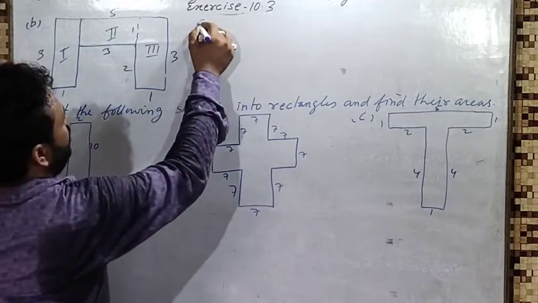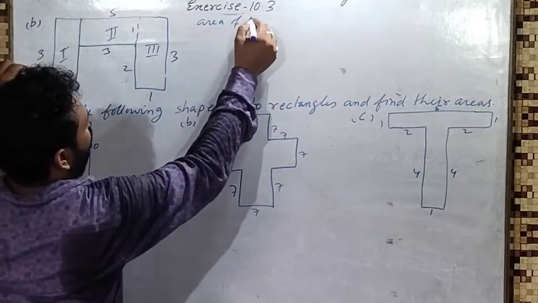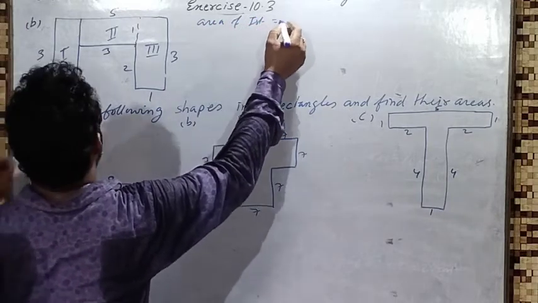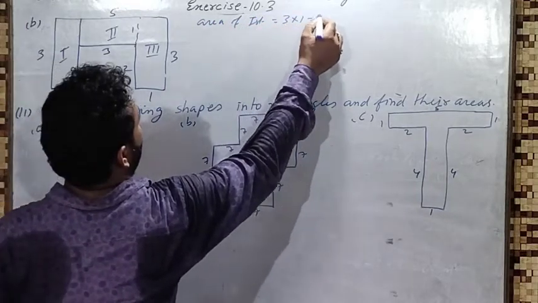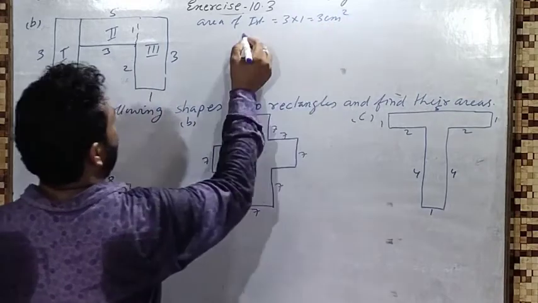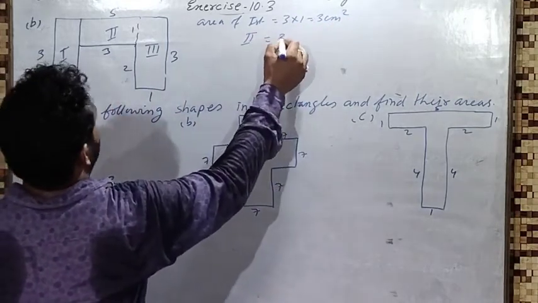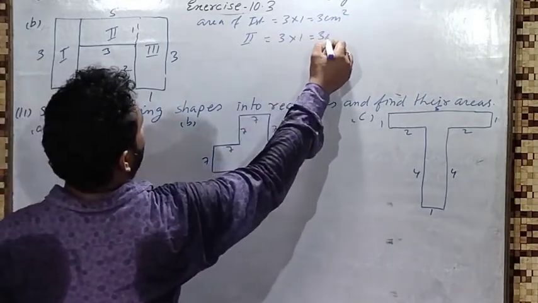So area of first part is equal to 3 into 1 is equal to 3 centimeter square. Second, like that only, 3 into 1 is equal to 3 centimeter square.